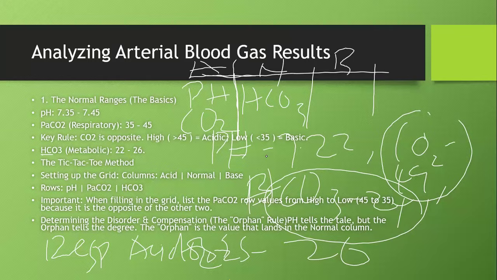Uncompensated means that the bicarbonate, which is a base, is within the normal range. It is not doing anything to try to neutralize the acidic nature. And so the base system is remaining as it is. It is not doing anything. So it is unbothered. It is uncompensated. So we say respiratory acidosis, uncompensated. Do we get it?